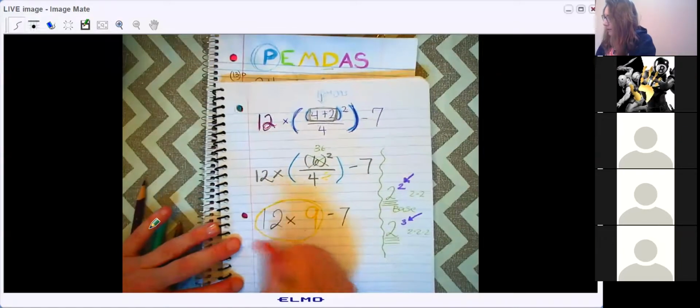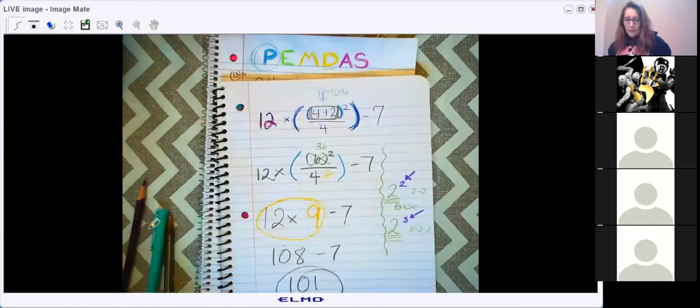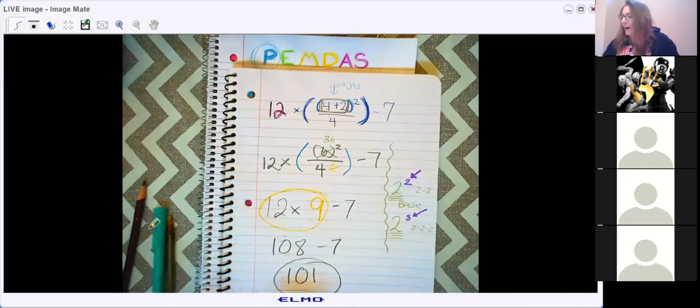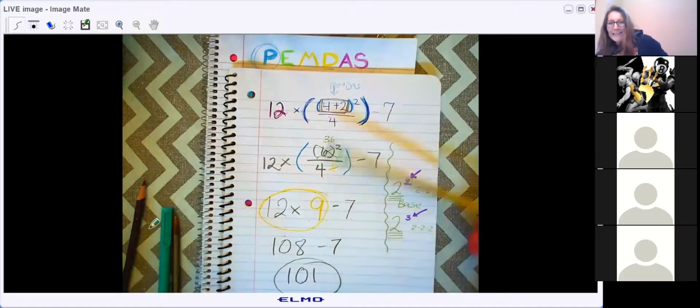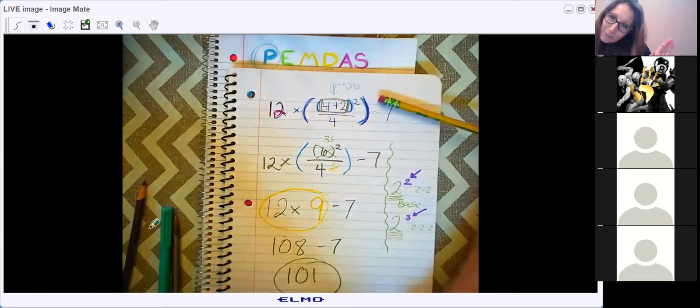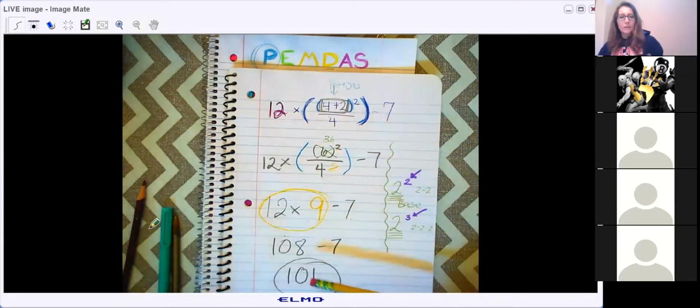All right, 108 minus 7 is 101. Again, I know that some of you are like, I don't have to write out my work. It really does help. I'm not saying it has to be color coordinated like mine. However, it does make math look beautiful. Taking the time to do this is going to instill good practice. So all I can do is encourage you.